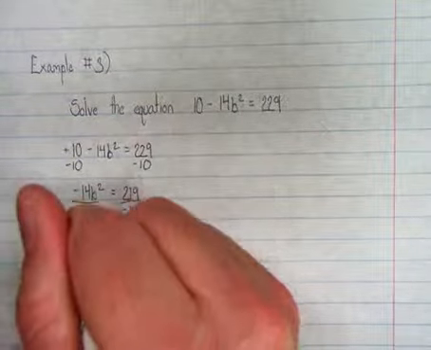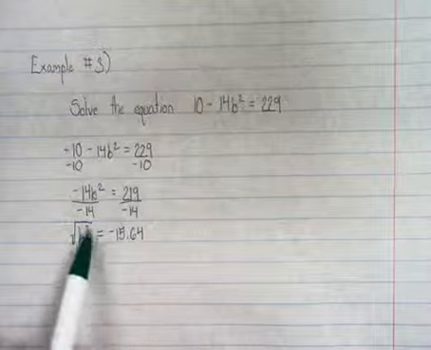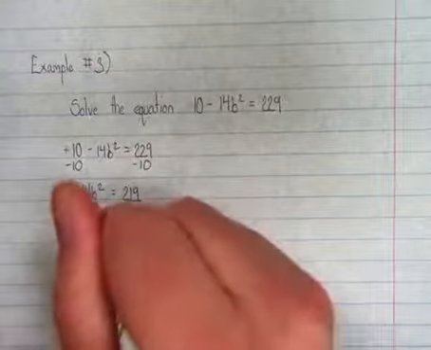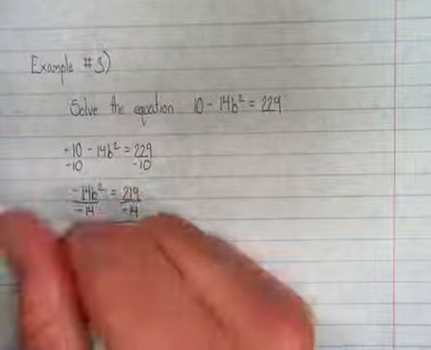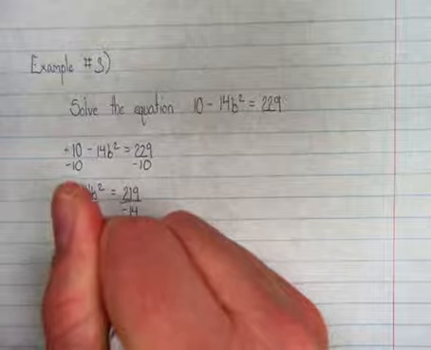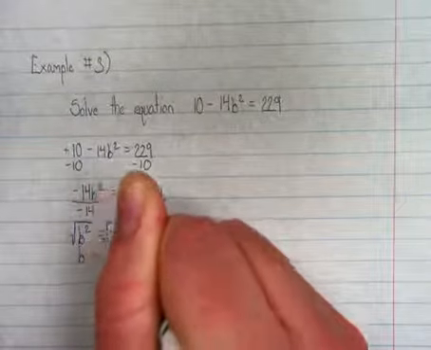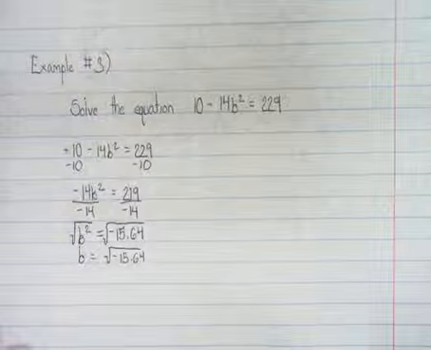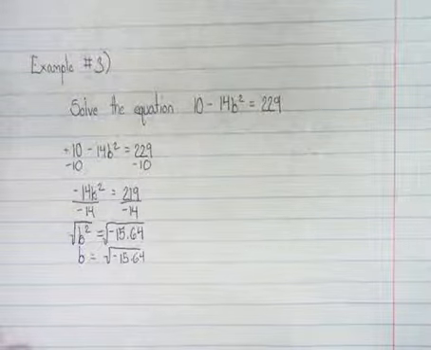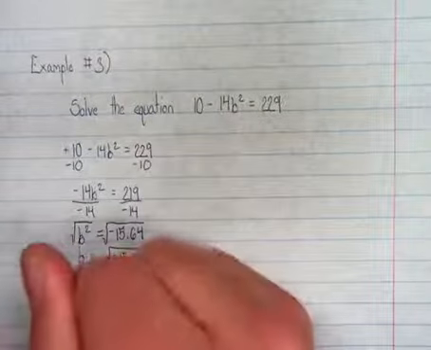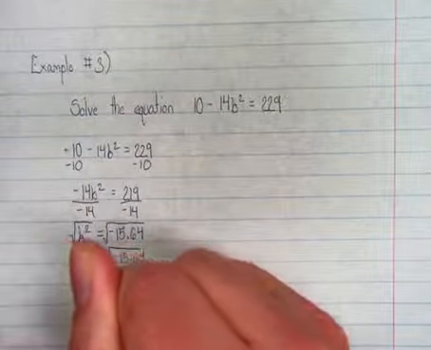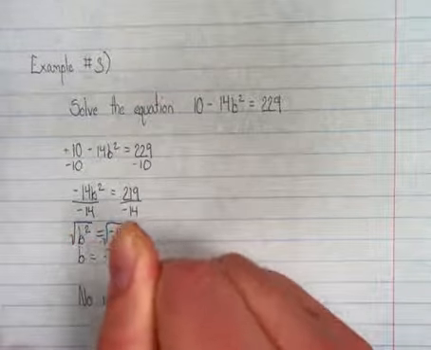Now I'm in a position where I can find b, and in order to do that I have to take the square root to undo the fact that we're squaring this, and I take the square root of the other side, and I find that b is going to equal the square root of negative 15.64. And it's at this point right here I can stop what I'm doing and go ahead and say that there are no real solutions.